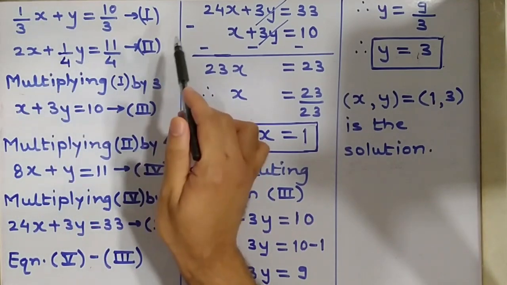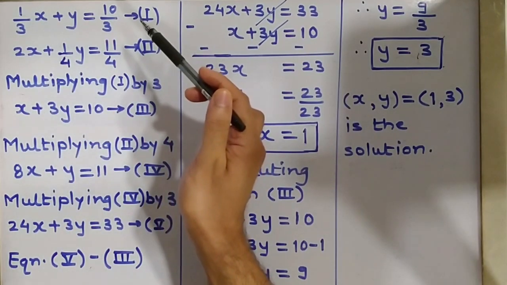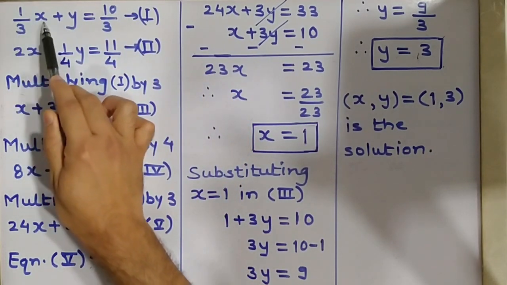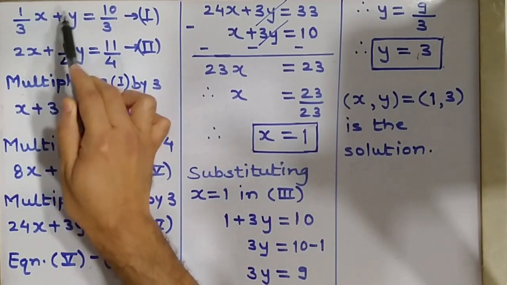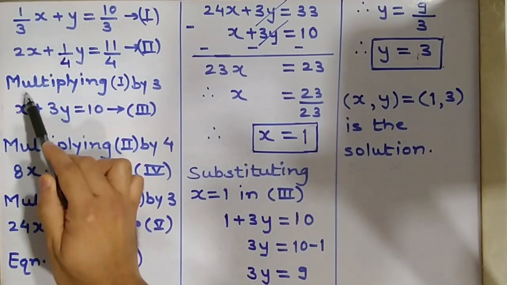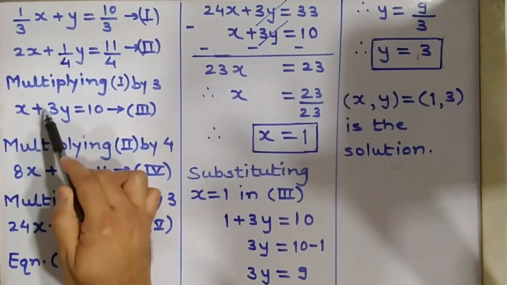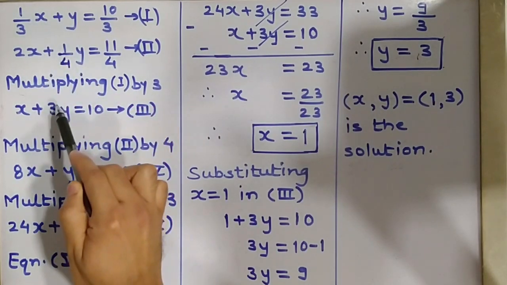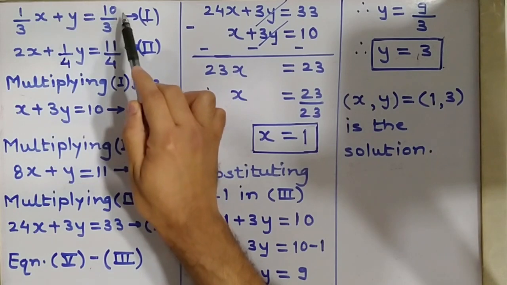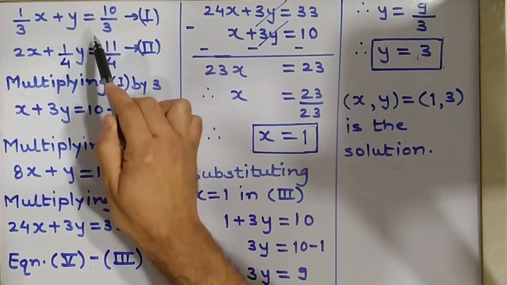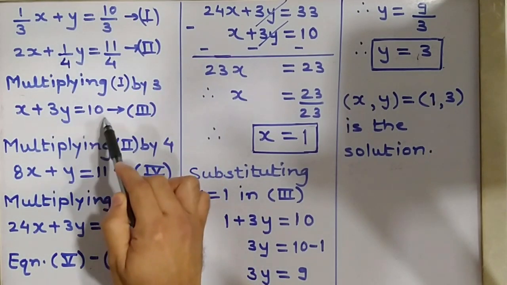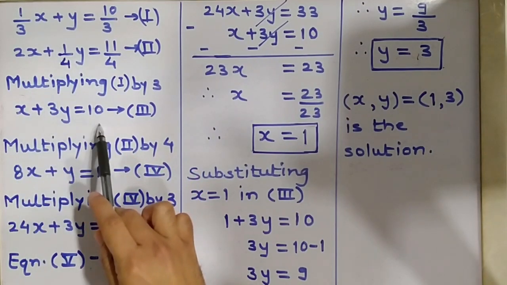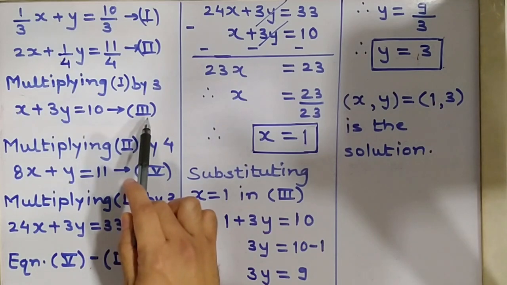Okay? So after multiplying the entire equation throughout by 3, what we get is 1 by 3x multiplied by 3. 3 and 3 will get cancelled, so you are going to get x plus 3 multiplied by y is 3y, and 10 upon 3 multiplied by 3. 3 and 3 are going to get cancelled, so you are going to get 10. So x plus 3y is equal to 10. We are going to number it as equation number 3.